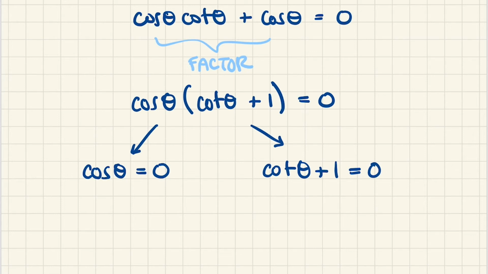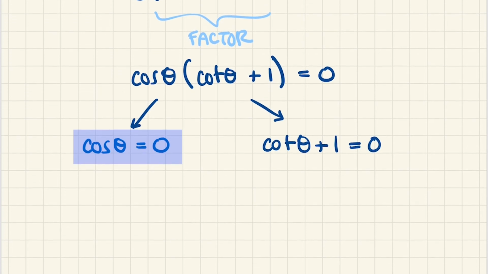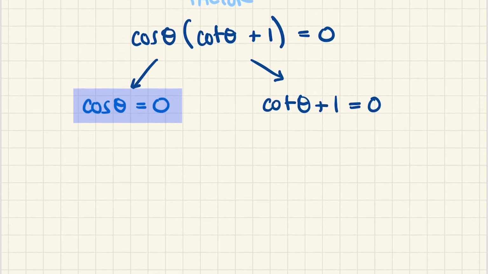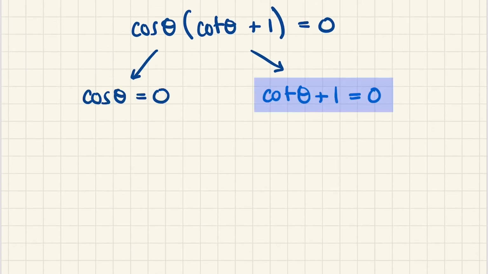And good news, because now both of these much smaller equations have each only a single trigonometric function, so that's awesome. We can just isolate each one. Of course, cosine of theta equals 0 is really already isolated, but on this one, if we merely subtract 1, we will get cotangent of theta is equal to -1, and awesome, now they're both isolated.